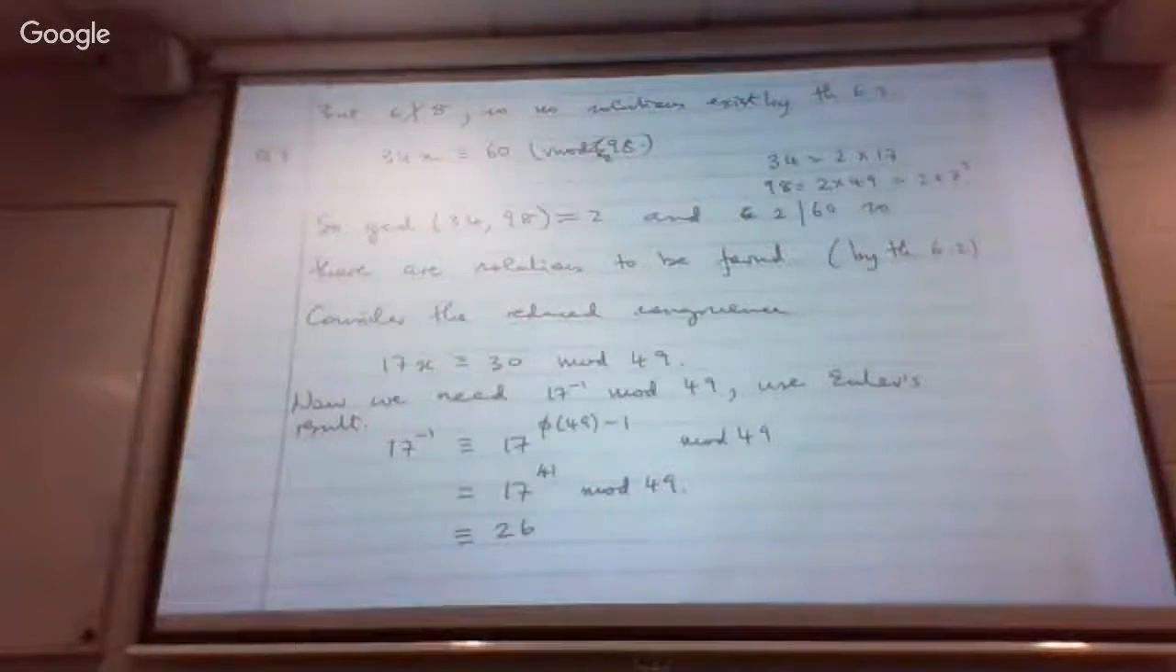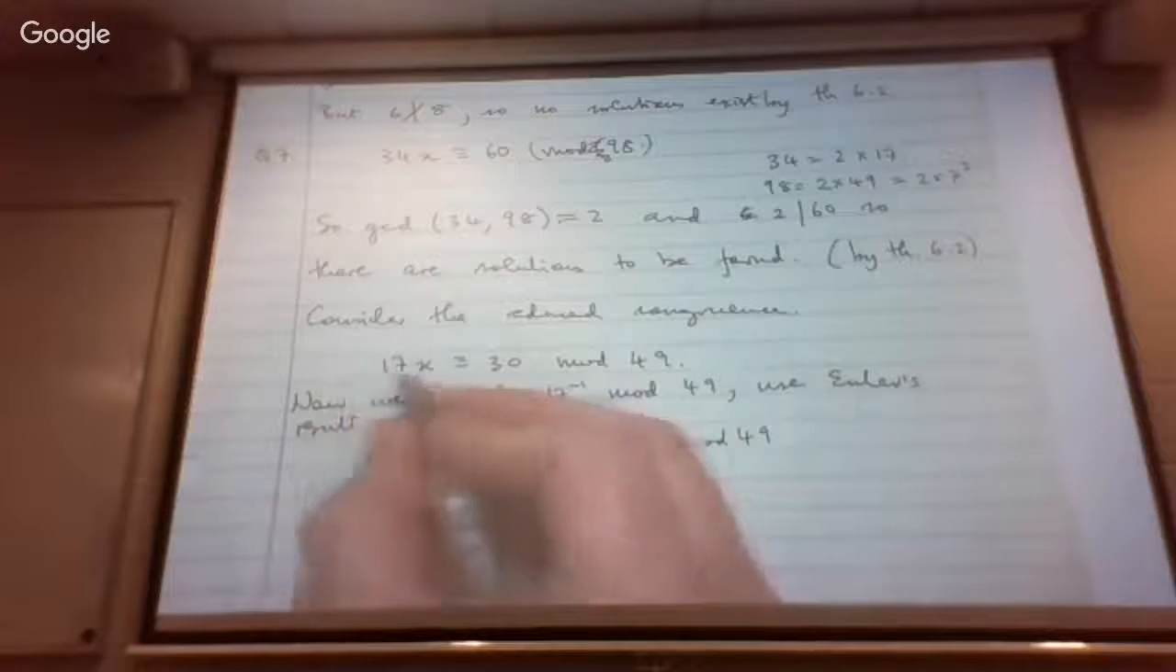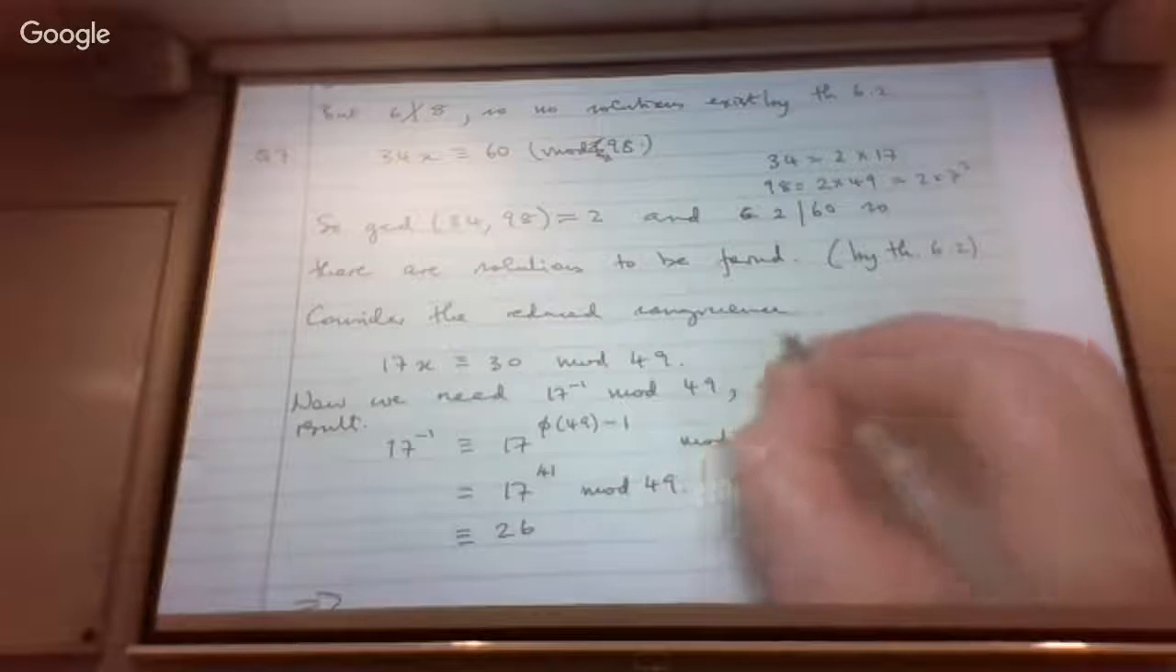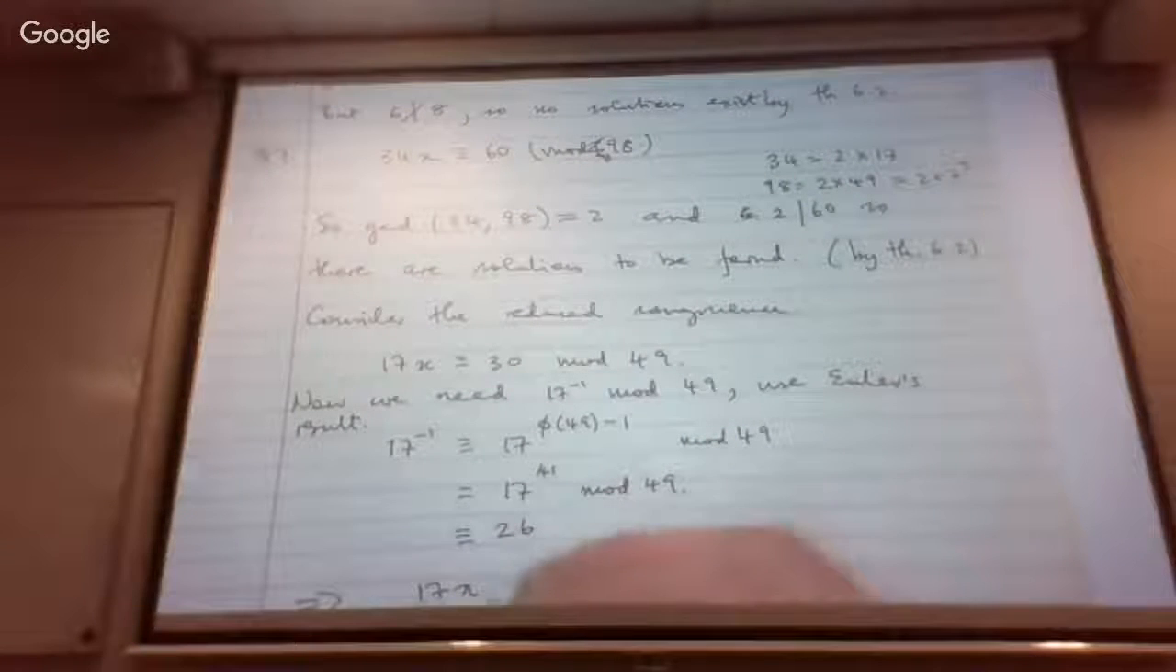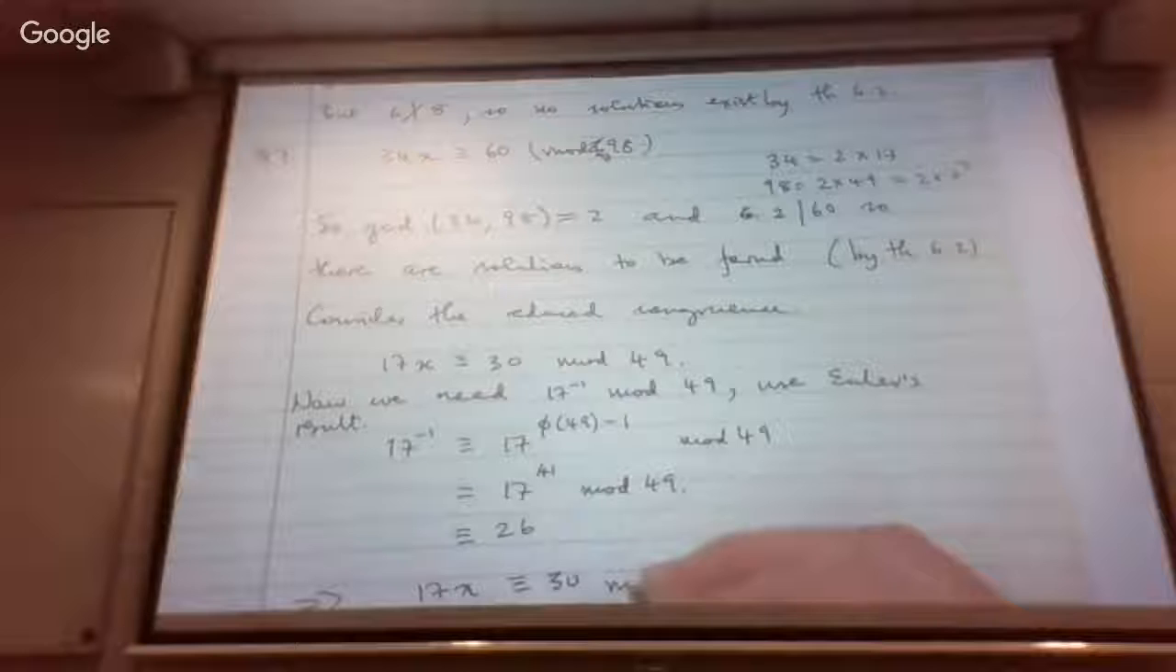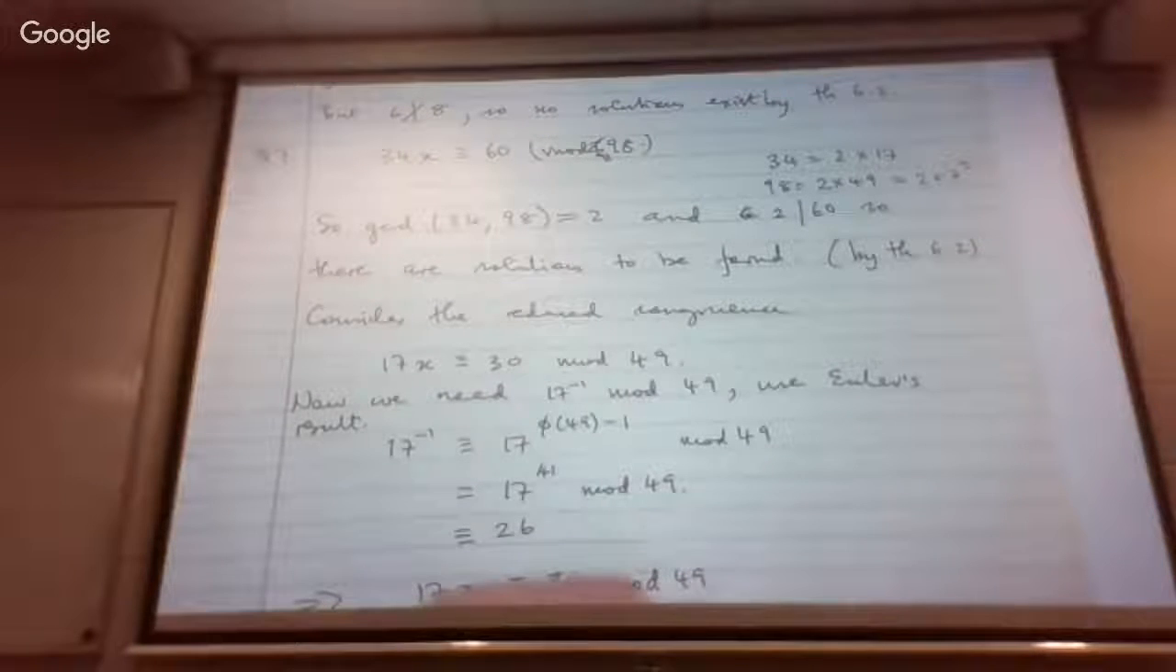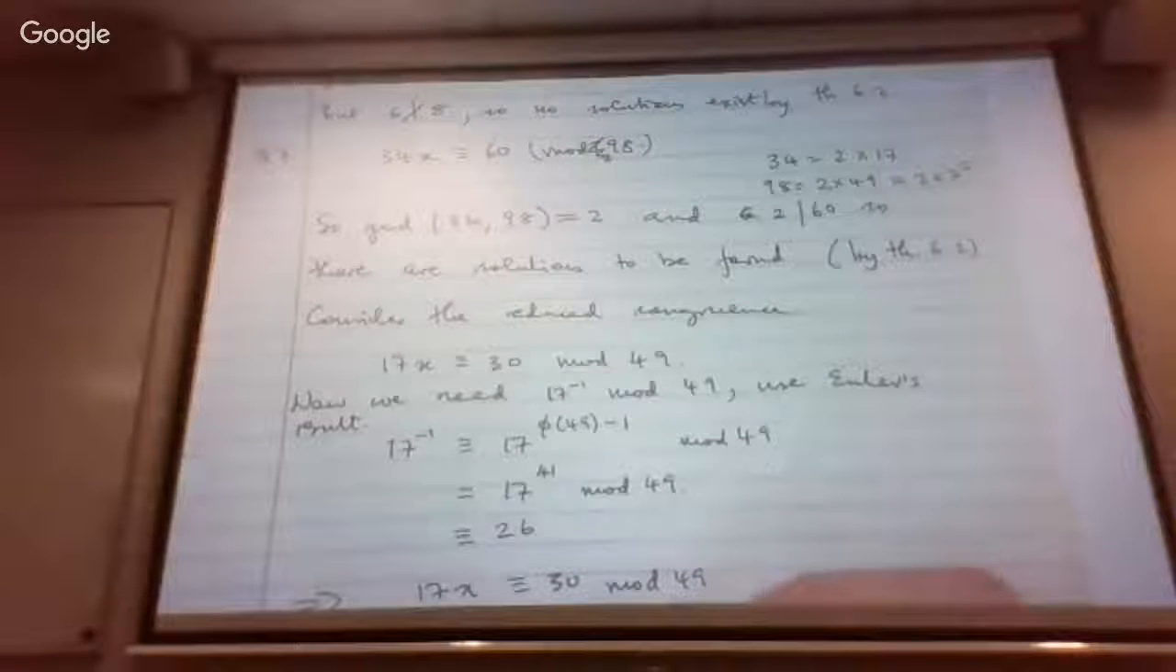There is an inbuilt Sage command where you can ask for the inverse modulo, just inverse_mod of 17, 49. So that gives us 26. So that implies that the solution here, 17x is congruent to 30 mod 49, if and only if x is congruent to 26 times 30 modulo 49.